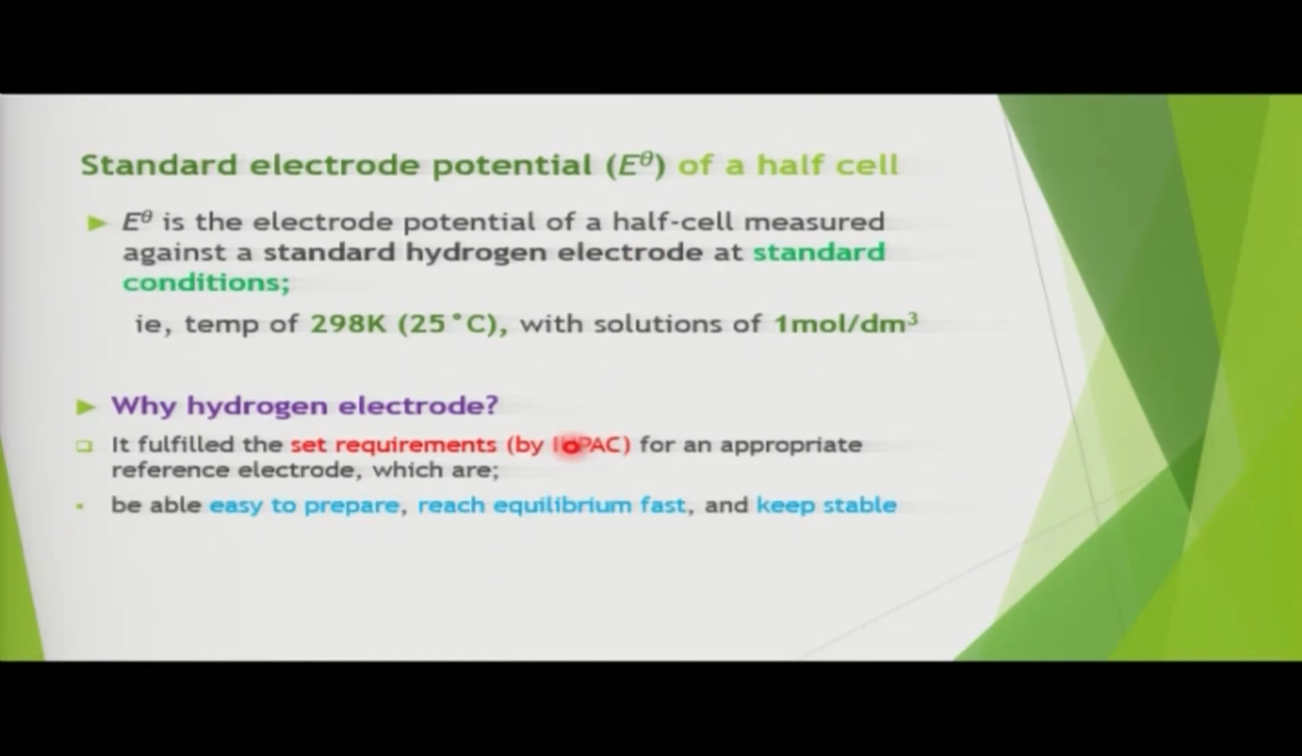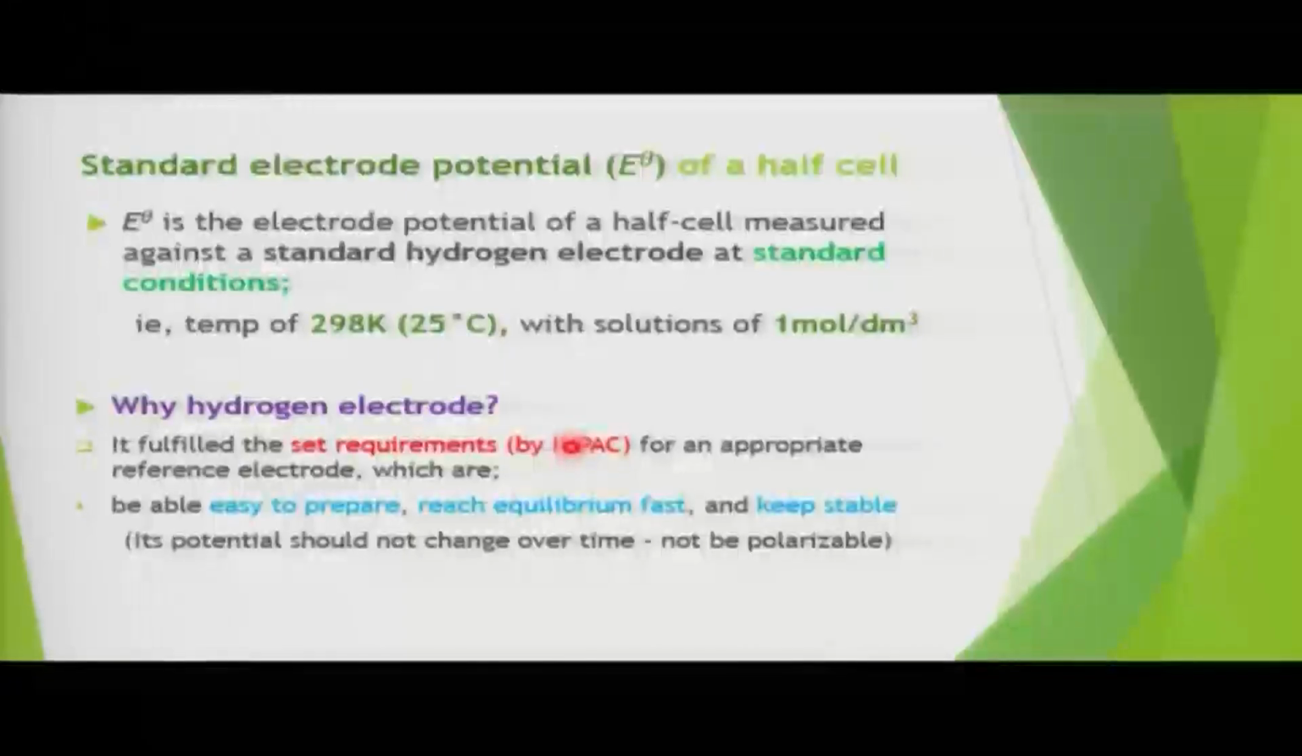So one of the requirements was it should be easy to prepare, then reach the equilibrium first, and be stable. When we talk of being stable, we mean its potential should not change with time. So hydrogen conformed to that requirement. Yes, as I said before, it was arbitrarily given a 0 potential, but indeed hydrogen does not have a 0 potential. It has a potential, but it's not specifically 0. But due to the agreement, by convention, it was given a 0. And so by that factor, it conformed to that requirement.